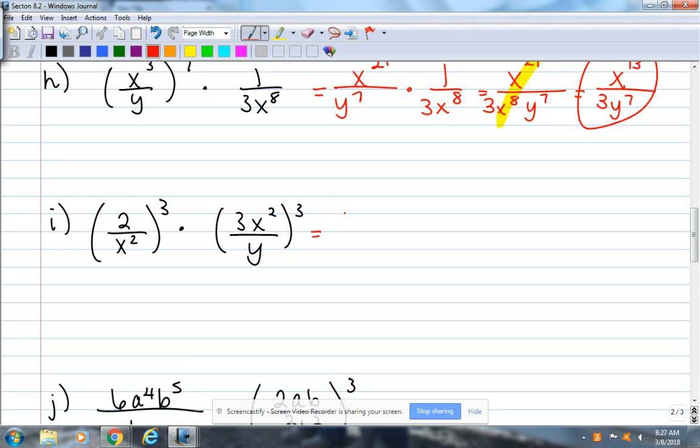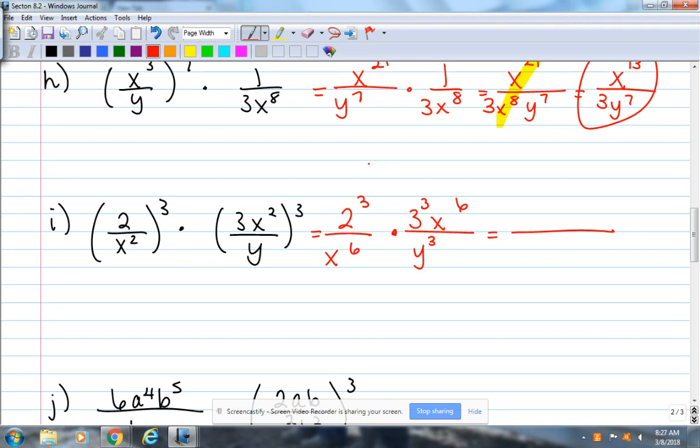So that's going to be 2 to, on the first fraction, 2 to what power? 3rd over x to what power? 6, times the second fraction, 3 to what power? X to what power? Over y to what power? 3rd. And then you're going to multiply across. If you want to go ahead and do your numbers, that'll save you some writing.